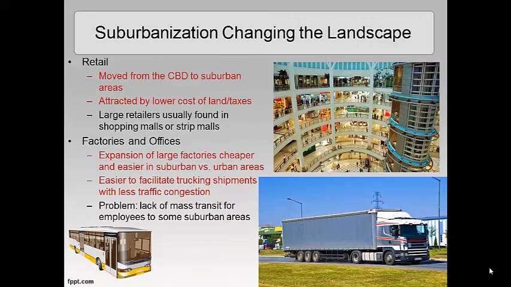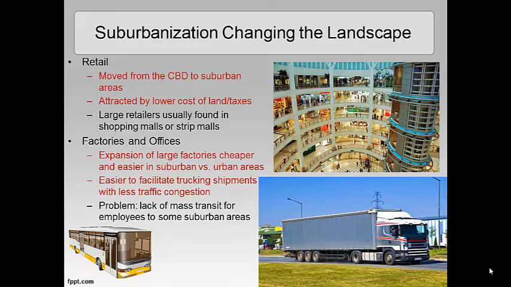All right, let's talk about how suburbanization has actually changed the landscape. So retailers we talked about were originally located in the CBD and now have moved to more suburban areas, and here are the reasons why. They're attracted to lower costs of land as well as taxes. So in fact, larger retailers are usually found now more so in shopping malls and strip malls than in larger cities. All right. Also, factories and offices moved from urban to suburban areas, for the very same reason.